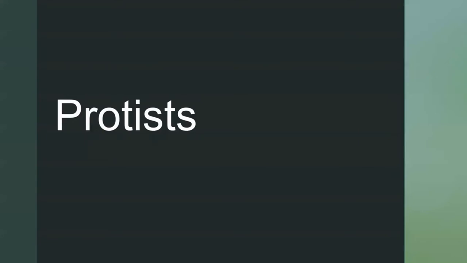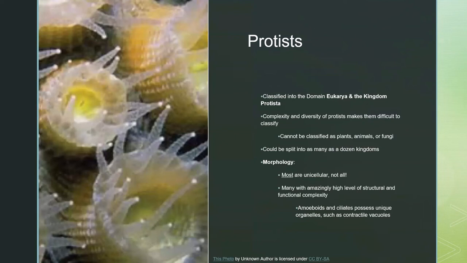Next, we're going to talk about protists. Protists is where we start kind of getting into eukaryotes, okay? The complexity and diversity of protists make them kind of difficult to classify. They can't be classified as plants, animals, or fungi. They could be split into as many as a dozen different kingdoms.